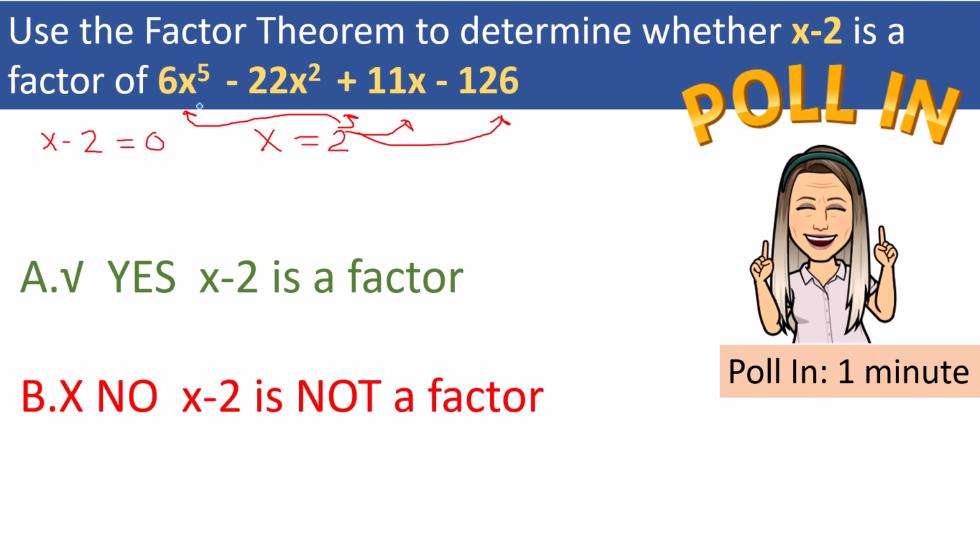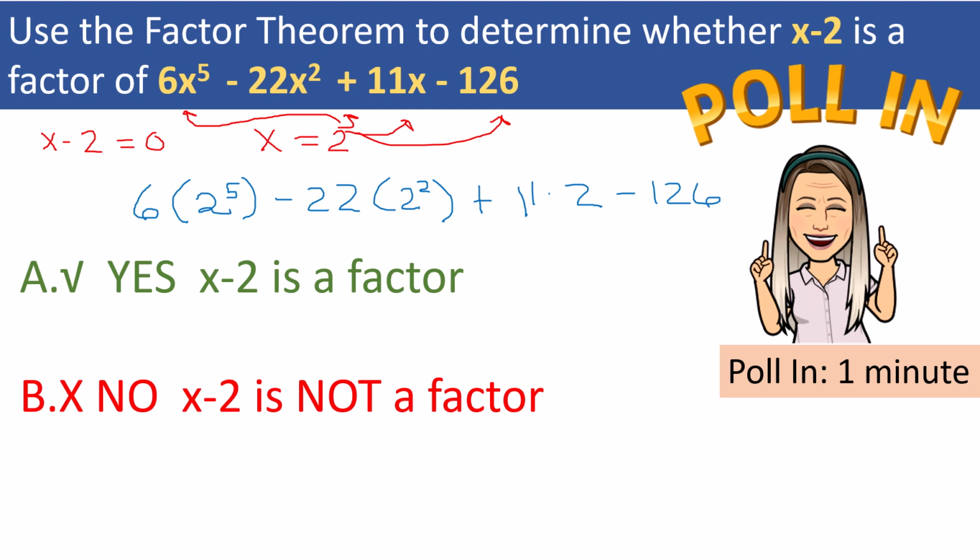All right, let's go ahead and work this together. Okay, in this case, we have a positive number, so it's going to be a little easier for us. We have 2 to the 5th power. We're going to multiply that times 6, and then 22 times 2 squared plus 11 times 2 minus 126.